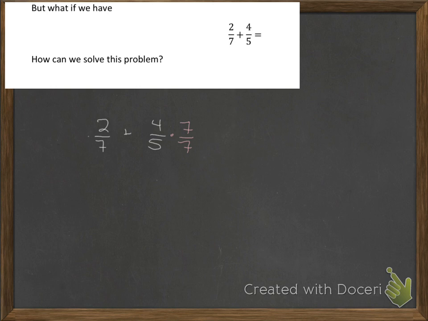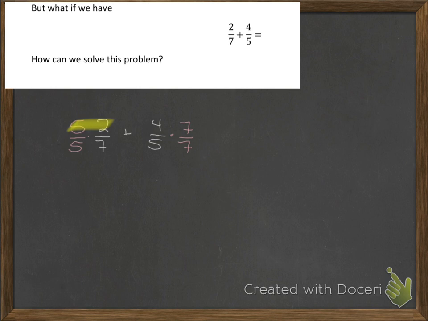Okay, then what are we missing over here? Well, this one has a 7, but it doesn't have a 5. It needs both numbers. So we can multiply by 5 over 5. Again, remember, 5 over 5 is just 1. Multiplying by 1 does not change anything. So what do we have?